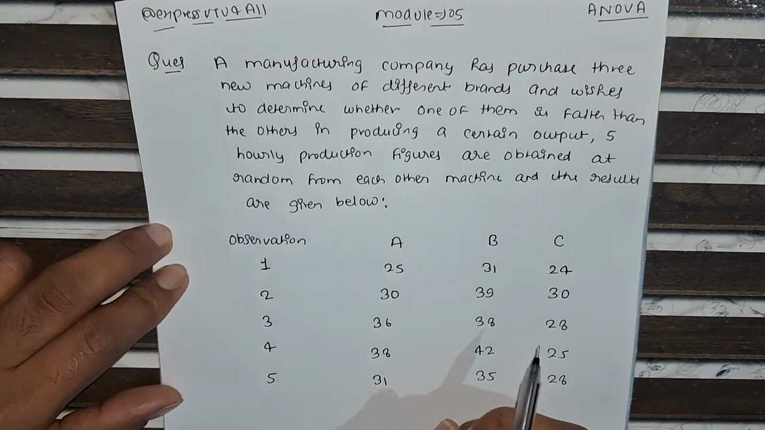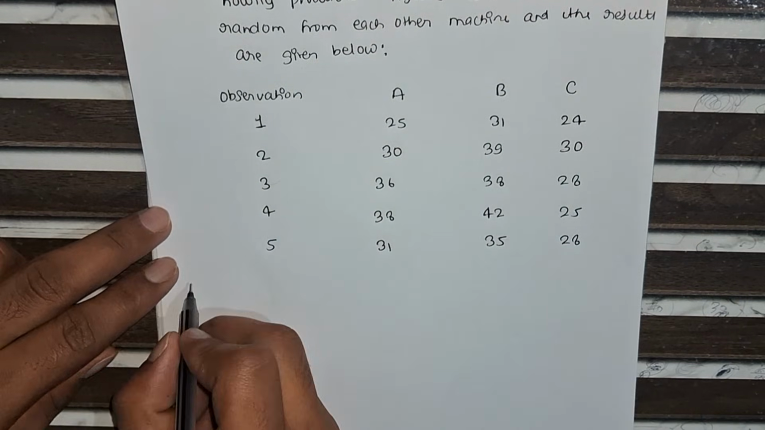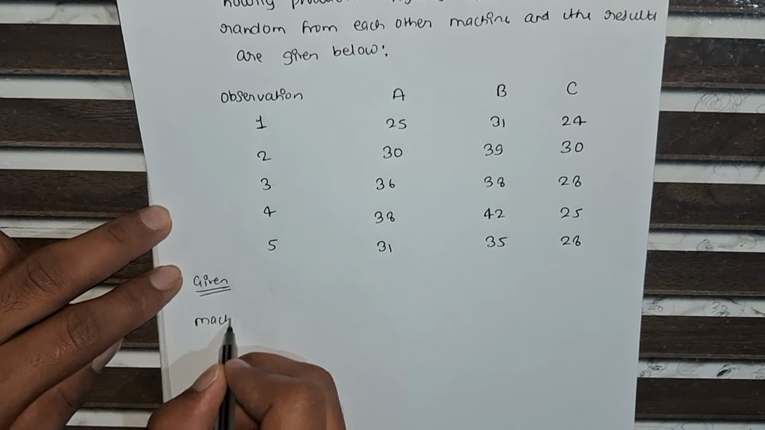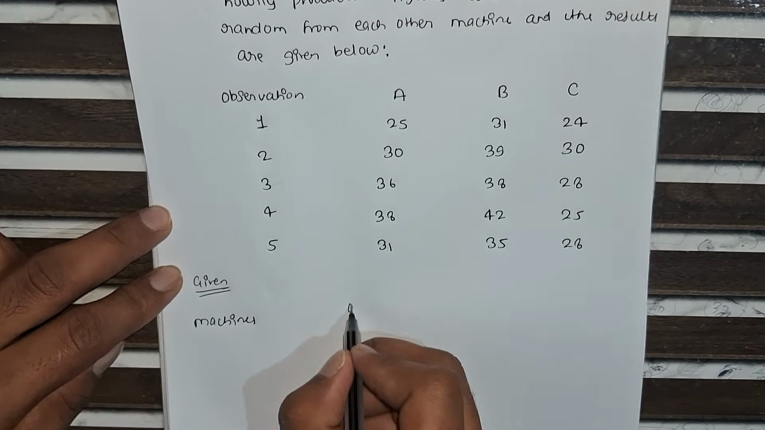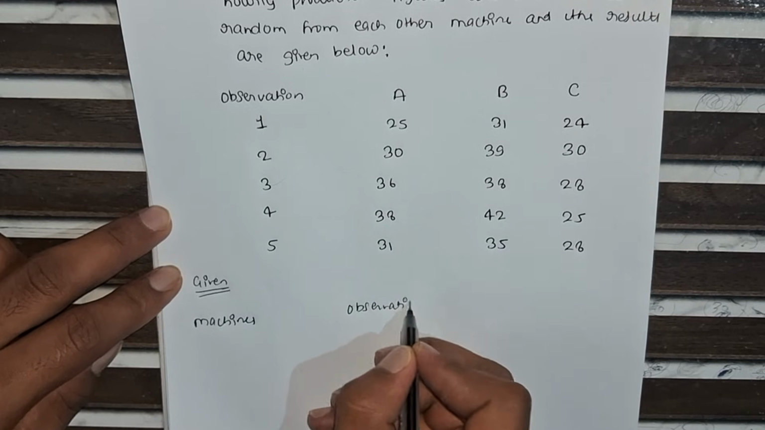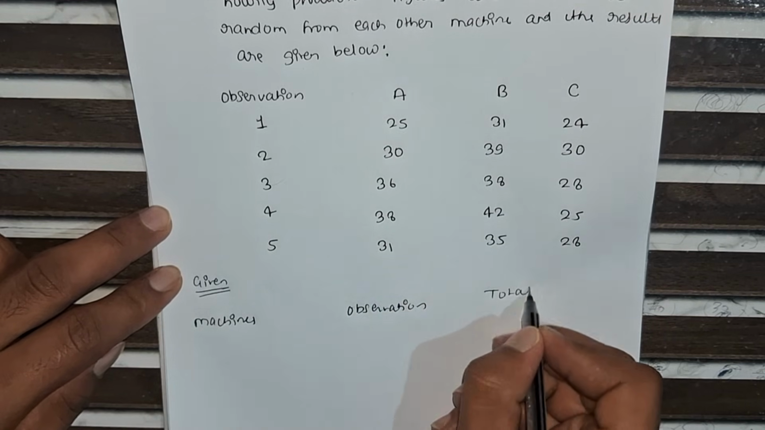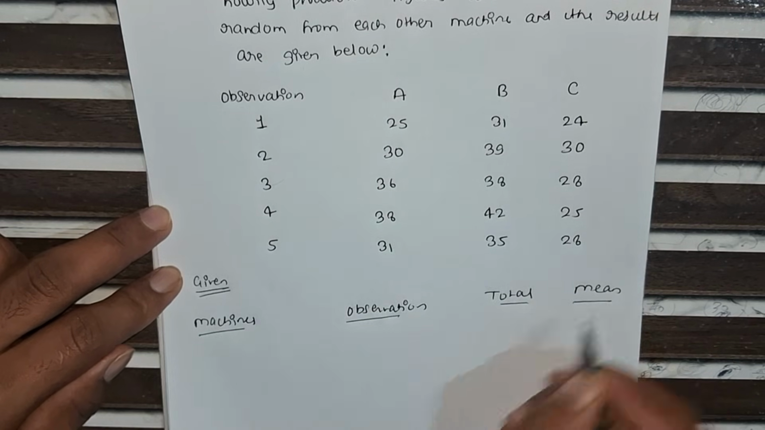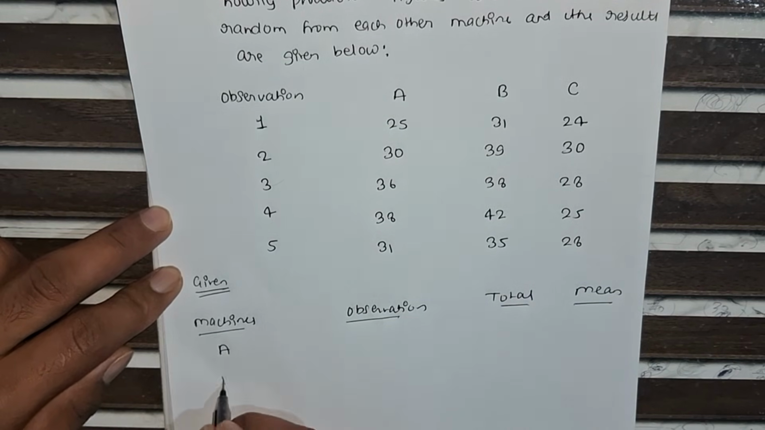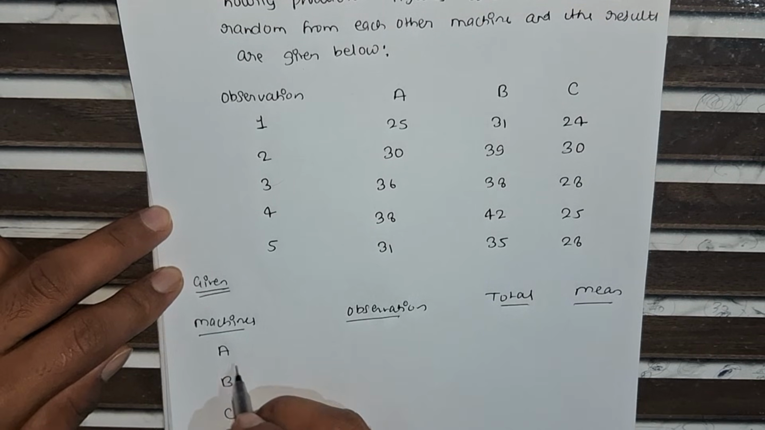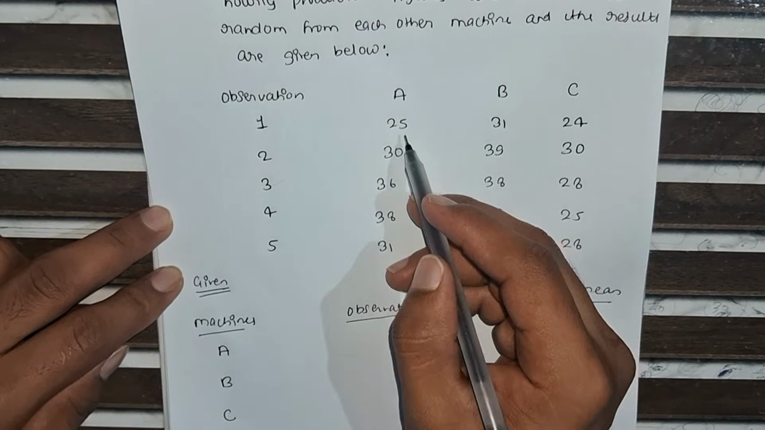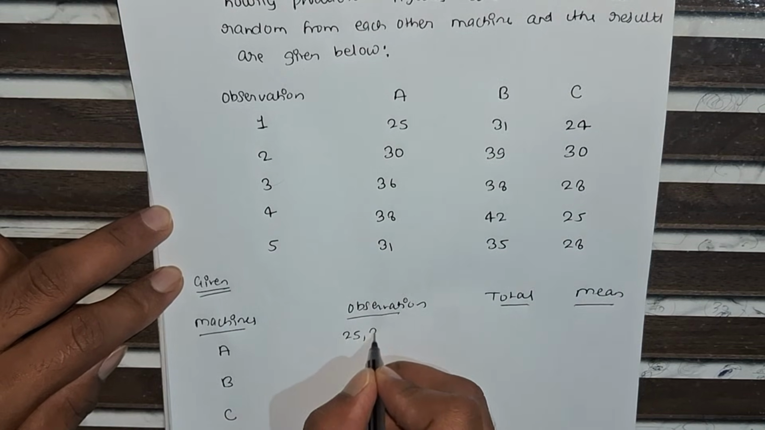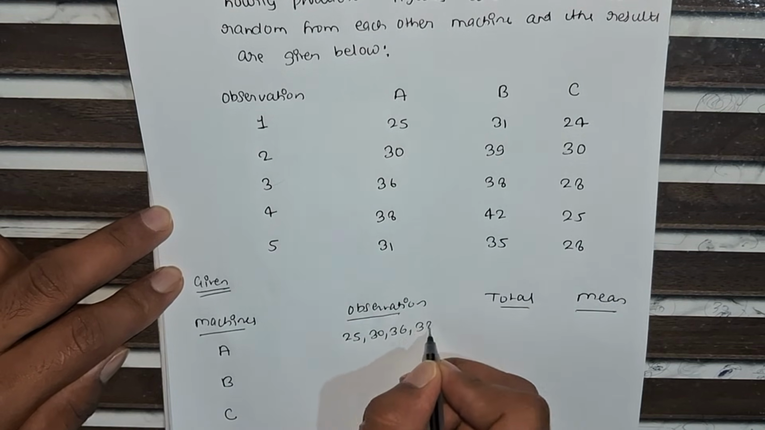So let us concise this question. First we have given, this is machine, this is our observation, this is our total and this is our mean. So machines are A, B and C. And what is the observation for A, which is 25, 30, 36, 38 and 31.